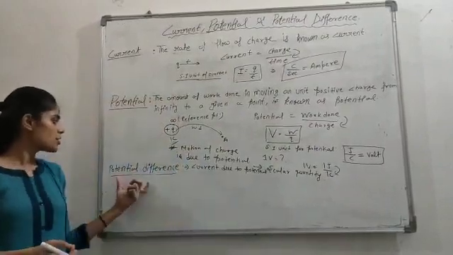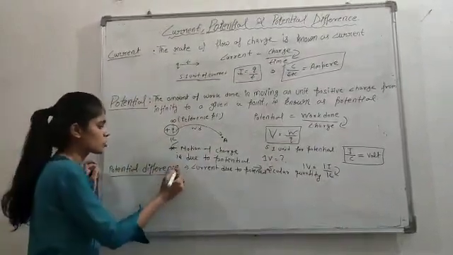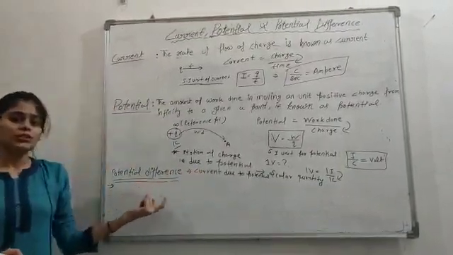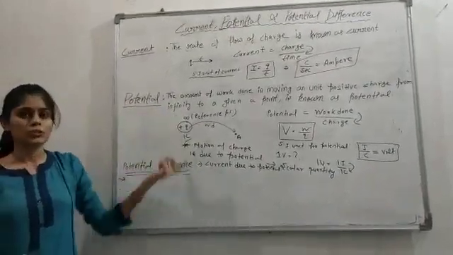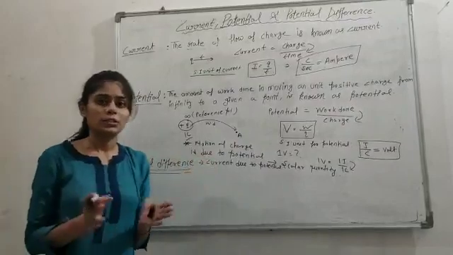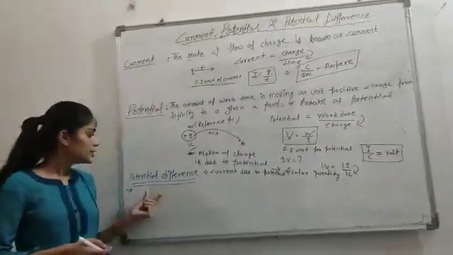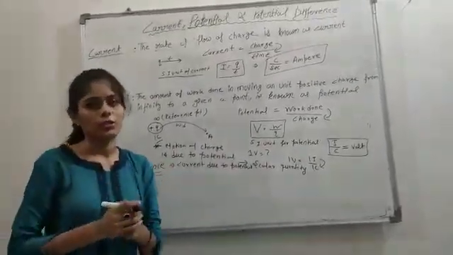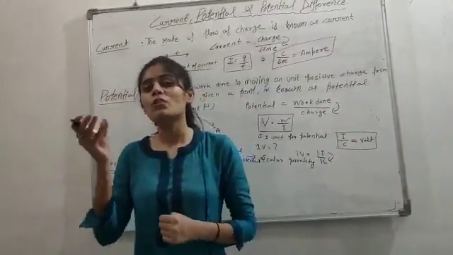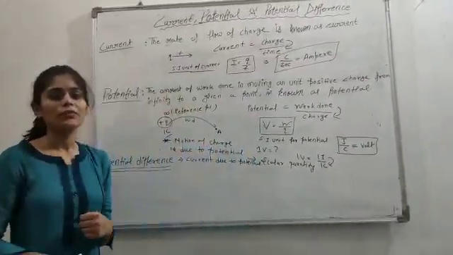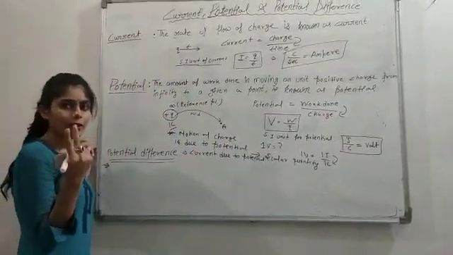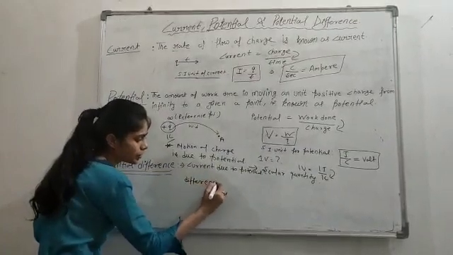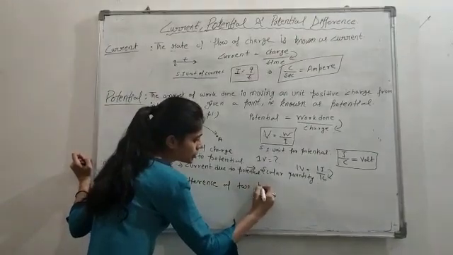Now what is potential difference? This is the next topic, potential difference. Actually, potential difference and potential are not much different things. They are quite similar. We can see potential difference according to the name of the topic: difference of the potential. What is the meaning of potential difference? Difference of the potential. And whenever we talk about difference, we will have two quantities. That means potential difference is the difference of two potentials.